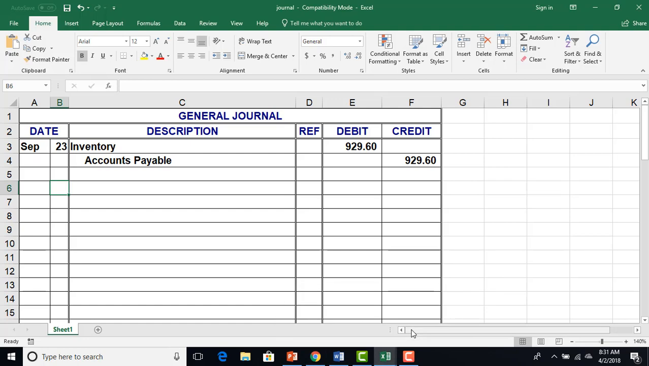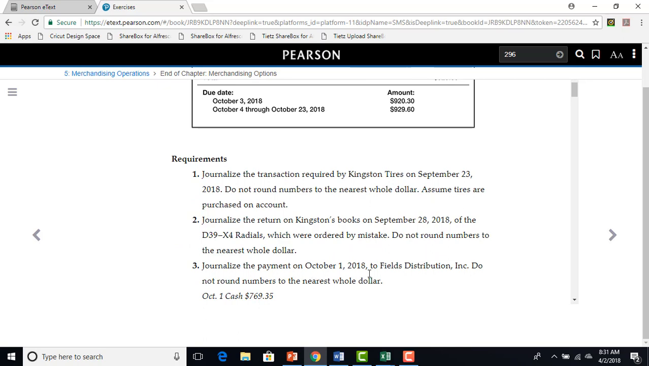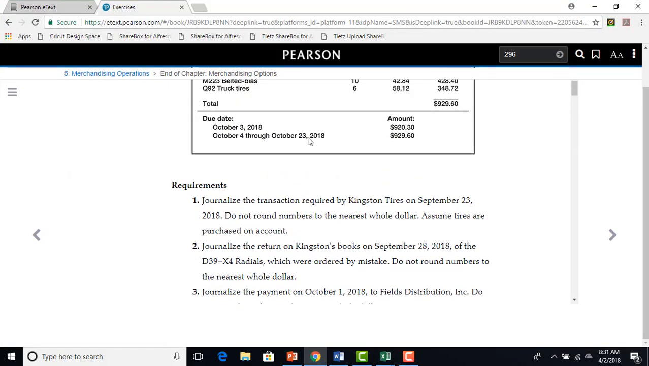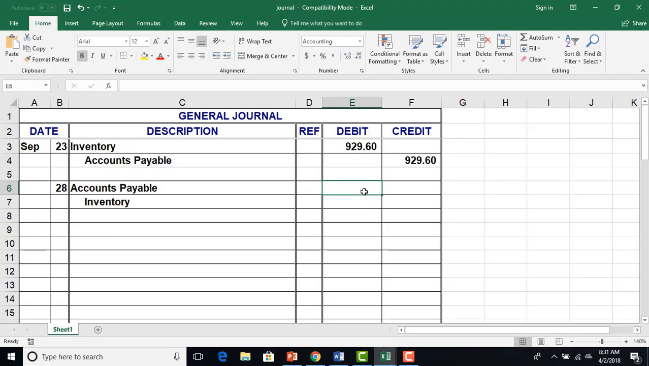So if I'm going to record the return of those, oops, I forgot my date. If I'm going to record the return of those on September 28th, I'll just put my 28 in here. And then a return, remember, for a purchaser is just a flip of that first entry. So I need to reduce the amount that I owe, as I don't owe as much anymore since I returned something that was on that invoice. And I need to credit inventory to get it out of my inventory. And again, looking back at that invoice, those D39X4 radials had a total cost of $152.48. So I'm going to record that transaction for $152.48.